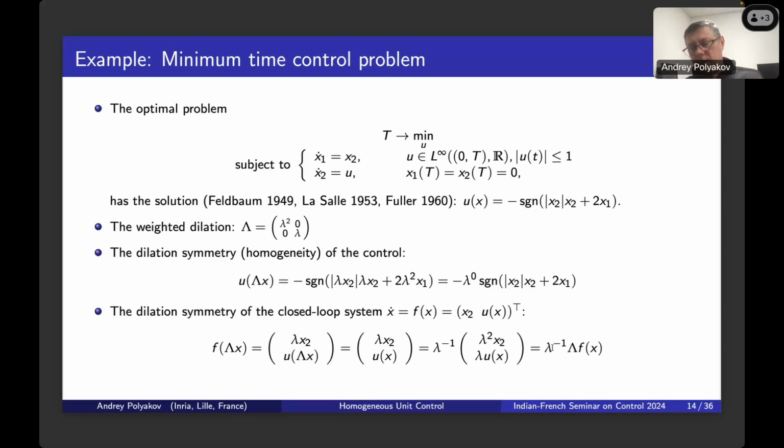That is why this kind of dilation and this kind of homogeneity degree, like -1, frequently appears in the analysis of high-order sliding mode controllers. If you look at the papers of Professor Levant, you can find in many considerations, even if it is not explained explicitly, that it is hidden homogeneity-based design.